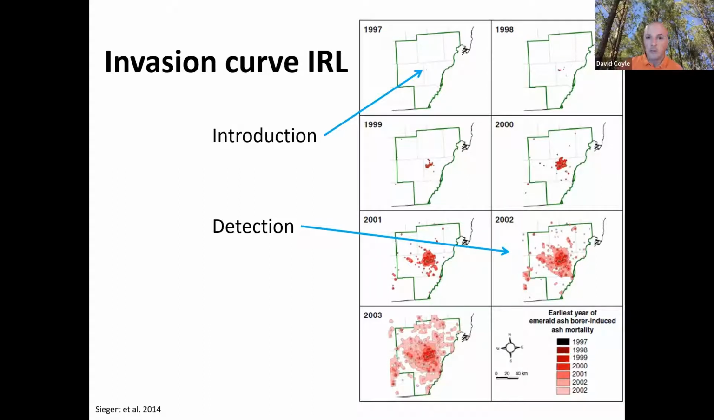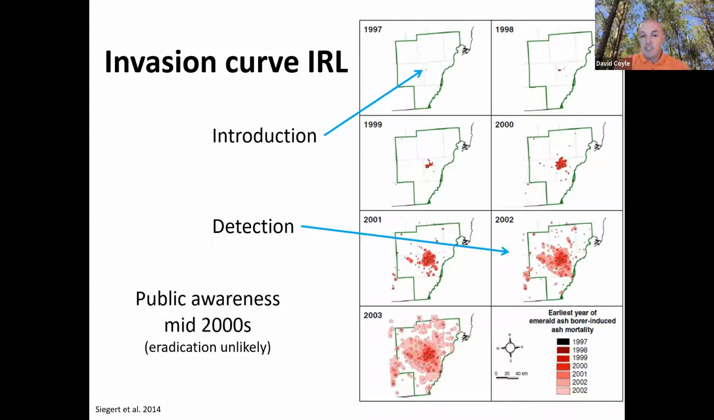We didn't even have a clue it was there before then. And that is the point where it was detected. By that time, damage has been done. Public awareness, I would say, really happened in like '02, '03, '04. But by that point, your eradication is unlikely. There's just simply too much of the stuff out there to effectively eradicate it.